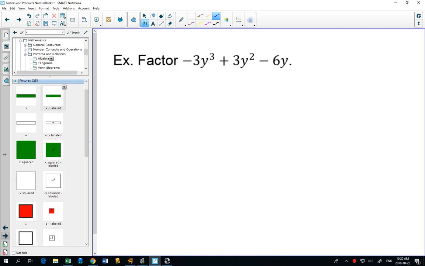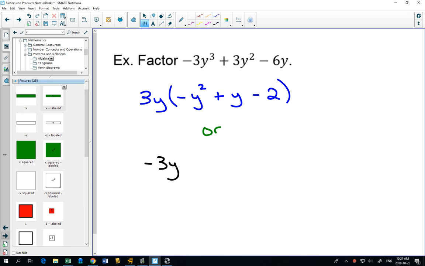In this first one, there are two possibilities for an answer that would be correct. You could either say, I see that there's a 3y in common, leaving me with negative y squared plus y minus 2. Or you could have taken out a negative 3y, leaving you with positive y squared minus y plus 2. So you have an option in this case. Sometimes it makes sense to factor out the negative as well, or sometimes it makes sense to leave the negative inside. In both of these cases, I would give you that correct. Did you get one of those two answers?